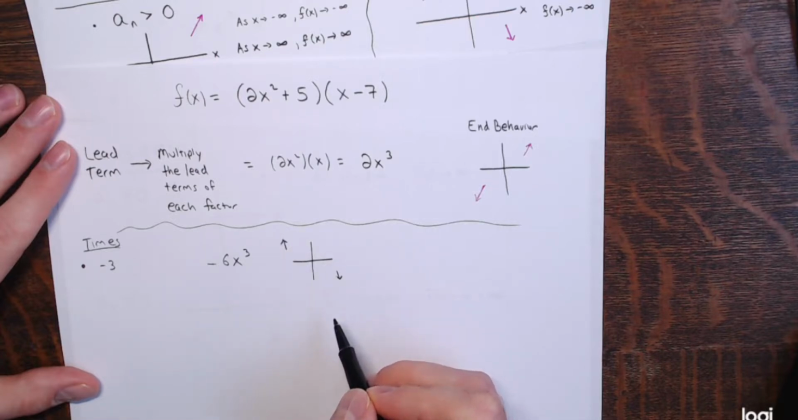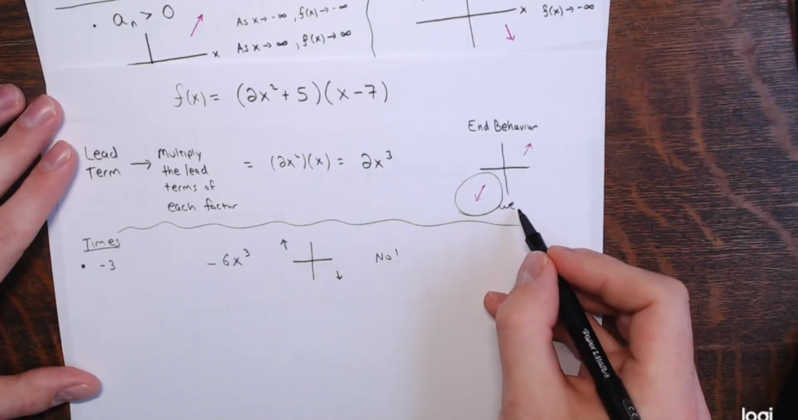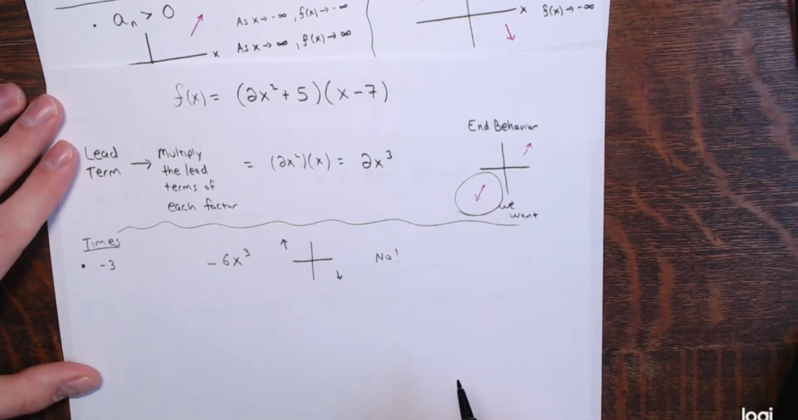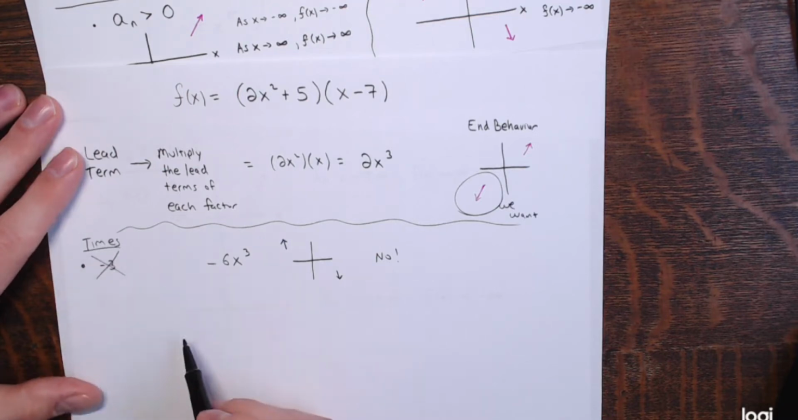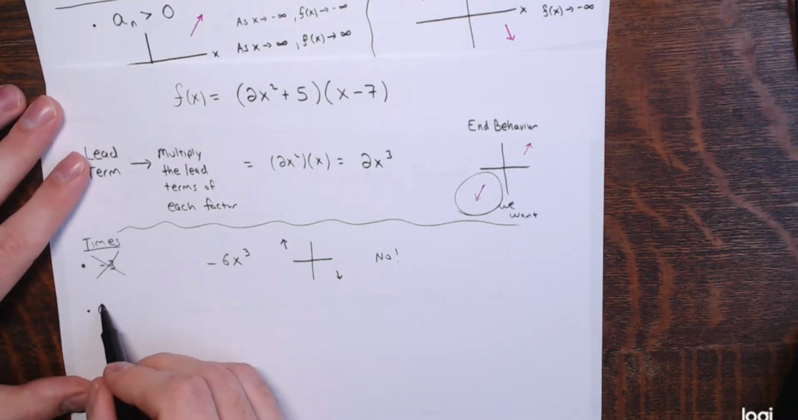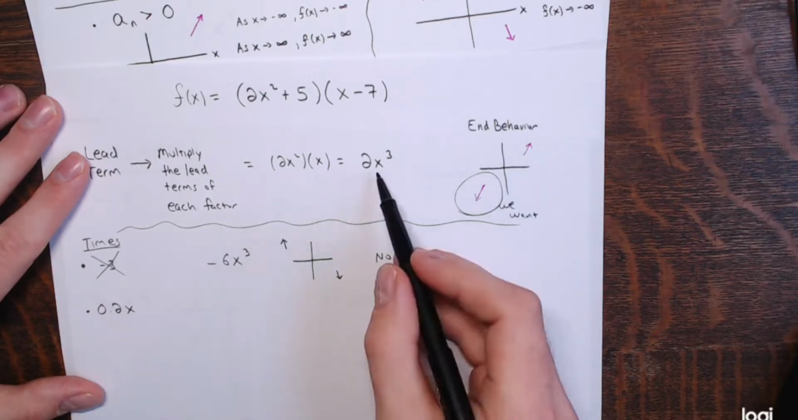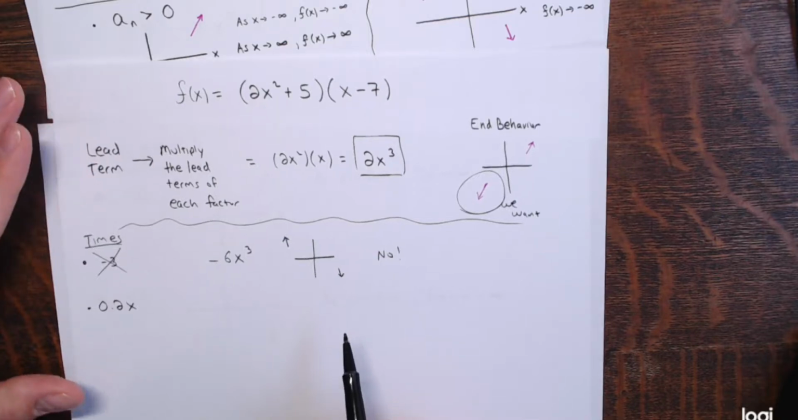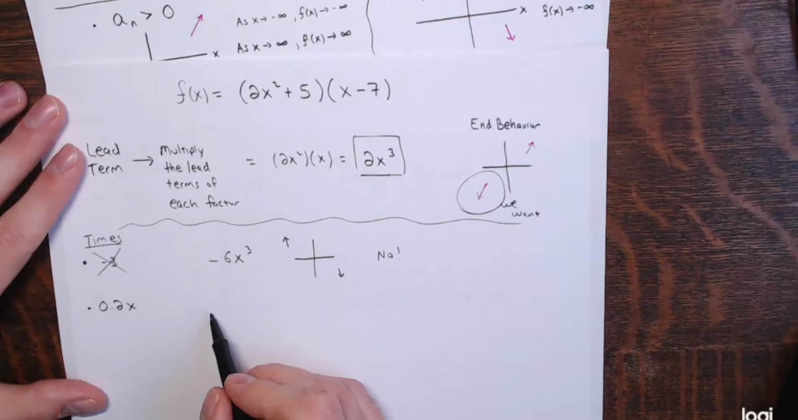So no on that. All right, we want this. We want the graph to be decreasing, to be going down as x approaches negative infinity. So that's not good, not -3. The next factor they give us is 0.2x. Well, if I multiply this by, again, this is the lead term that I'm multiplying by. Right? We're only focused on the lead term. 0.2x times this, the lead term.